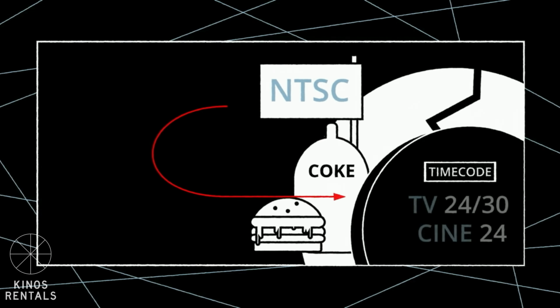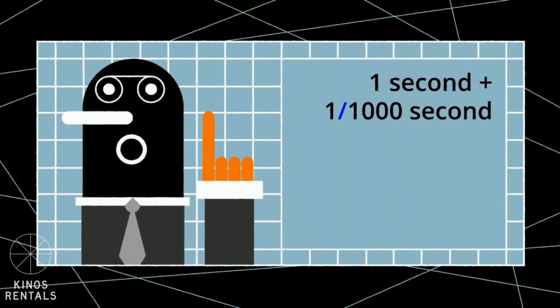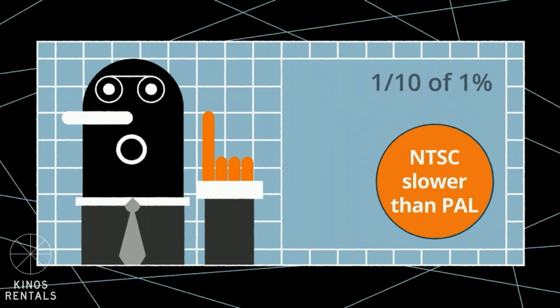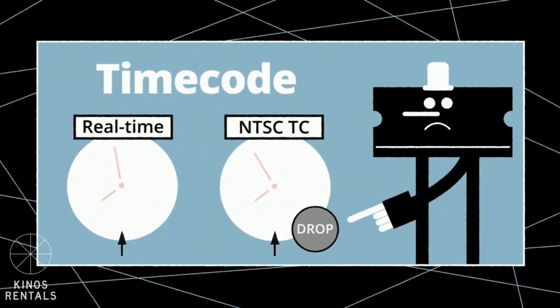In areas of the world using the NTSC standard, television productions run timecode at 24 frames, or most commonly 30 frames, but at the time interval of 1 second plus 1 millisecond. That's 1/10 of 1% slower than the European PAL standard. As broadcast companies require reference to conform NTSC television frame rates to real-time, SMPTE came up with different solutions.